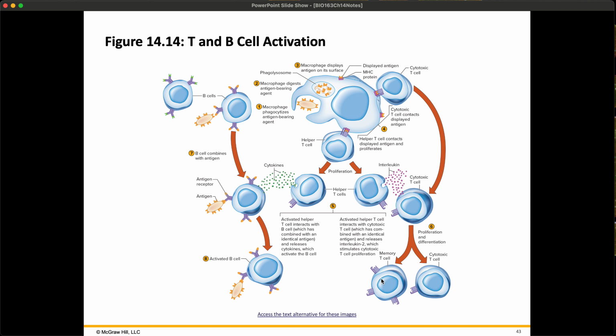This is why you can encounter a pathogen one time and it might make you really sick, and the second time you barely get a sniffle, because your body has all these memory cells to be able to remember these infections and remember how to fight them.